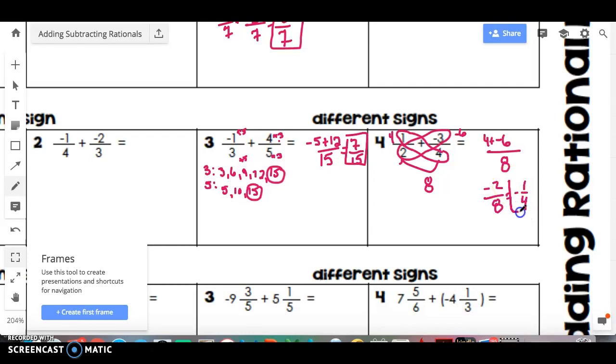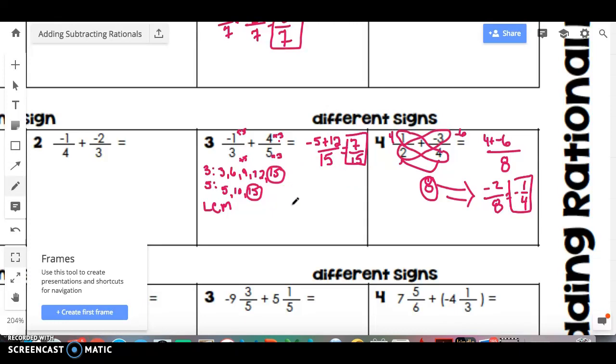The trouble with this way, ladies and gentlemen, is if you just multiply denominators to get the common denominator, your solution will not always be in simplest form. So you have to simplify. If you do it the other way and find the least, remember the least common multiple between the two denominators, then your answer will be in simplest form. That's the skinny on adding rational numbers.